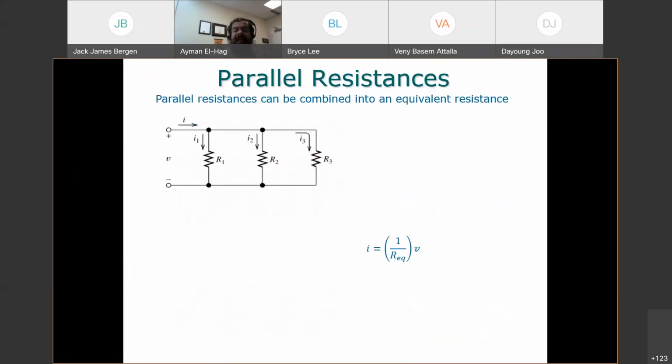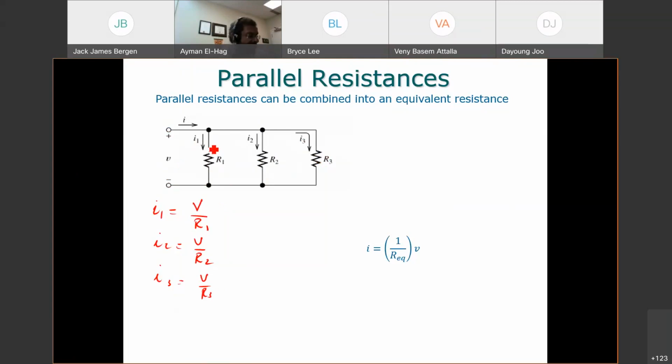Now let's find the equivalent resistance here. How to find the equivalent resistance if they are in parallel? Now we say that all of them have the same voltage. So across R1 it is V, across R2 it is V, and across R3 it is V. So it's the same voltage everywhere. So we can say that I1 is nothing but V divided by R1, Ohm's law. I2 is equal to V divided by R2. I3 is equal to V divided by R3. So V is common between all these currents.